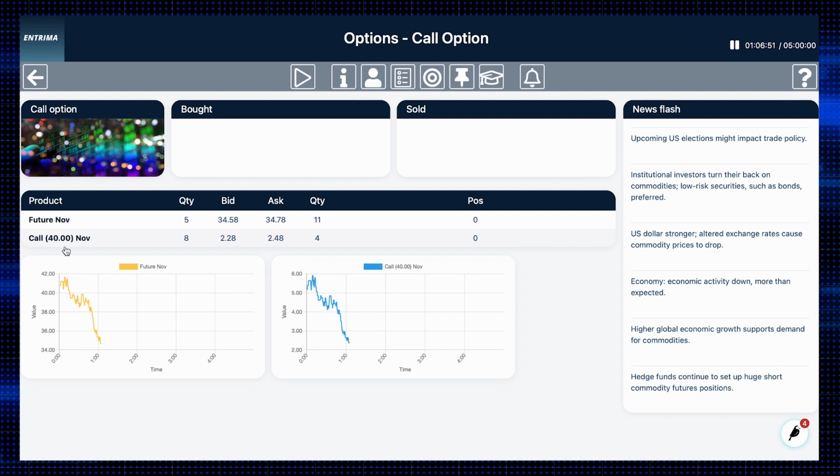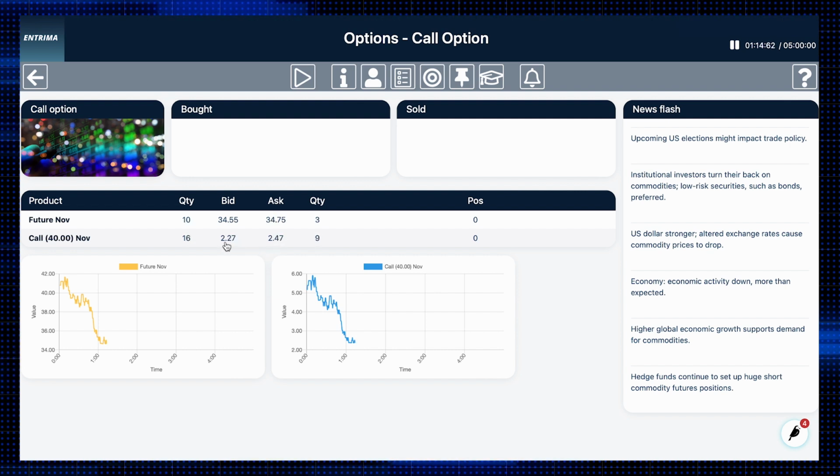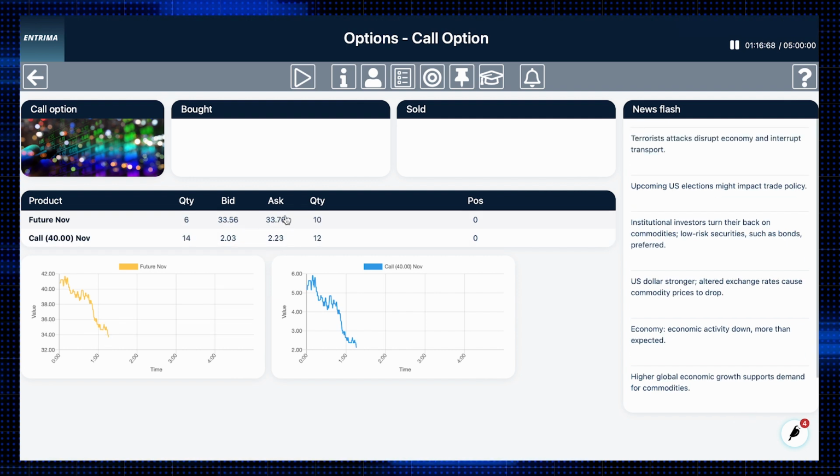Now, from this training in particular, the pricing and valuation of a call option can be taken away. You will master the impact of a price change of the option's underlying asset on the price of the option itself.